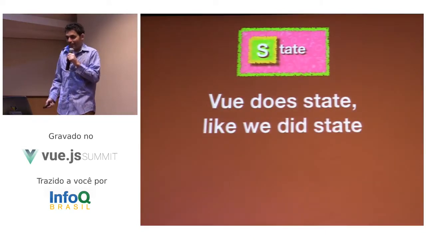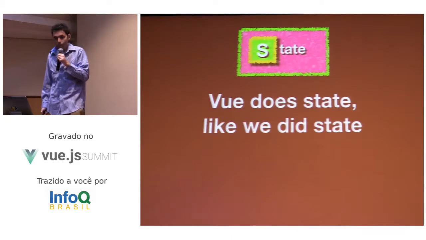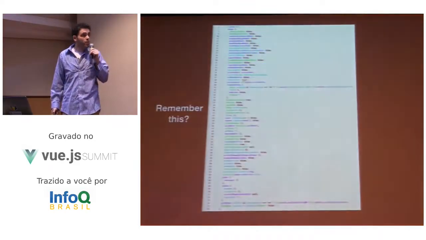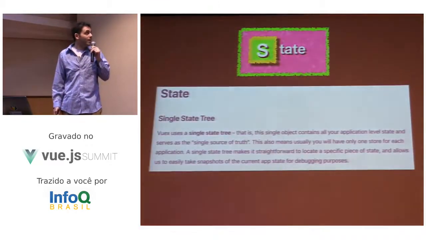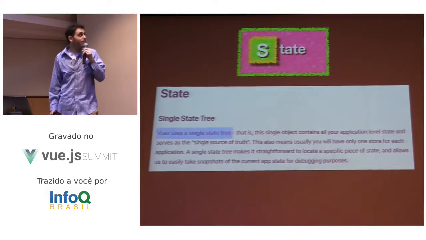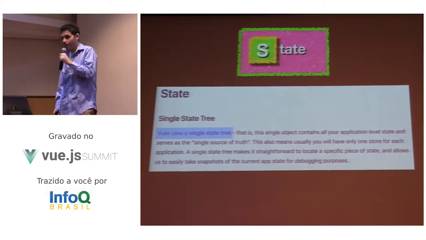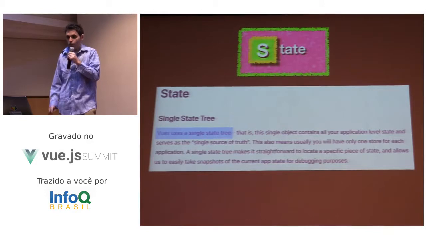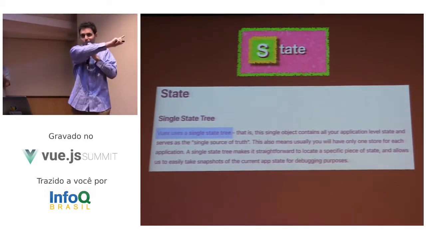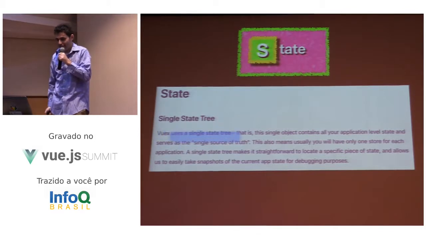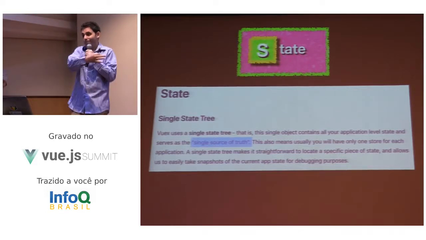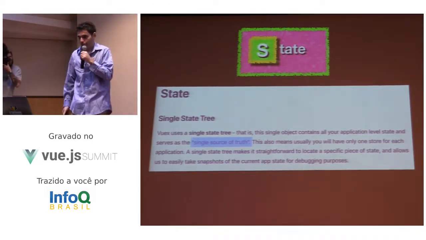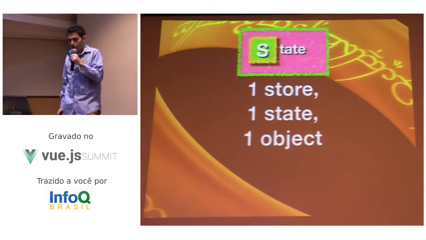Vuex creates state the same exact way that we were doing state. Do you remember this big, huge chunk of code? Well, look at what the docs for Vuex say. It says that Vuex uses a single state tree. That just means it uses one giant object like we were just doing before. That's what Vuex has, and it uses it as its single source of truth. So Vuex does exactly what we were doing before, that gigantic object. One store, one state, one object to rule them all.